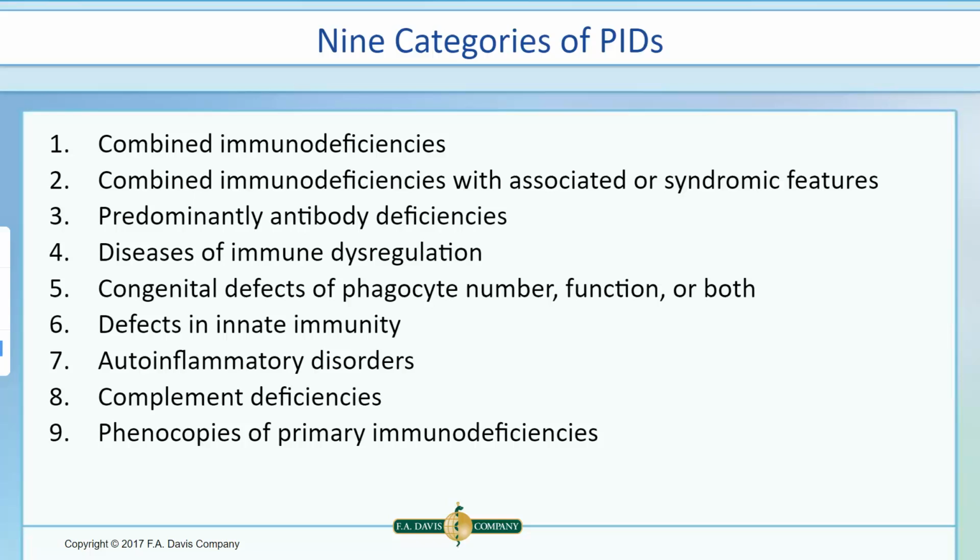There's 9 different categories of primary immunodeficiencies: combined immunodeficiency with associated or syndromic features, predominantly antibody deficiencies, diseases of immune dysregulation, congenital defects of phagocyte number, function, or both, defects in innate immunity, autoinflammatory disorders, complement deficiencies, and phenocopies of primary immunodeficiencies.